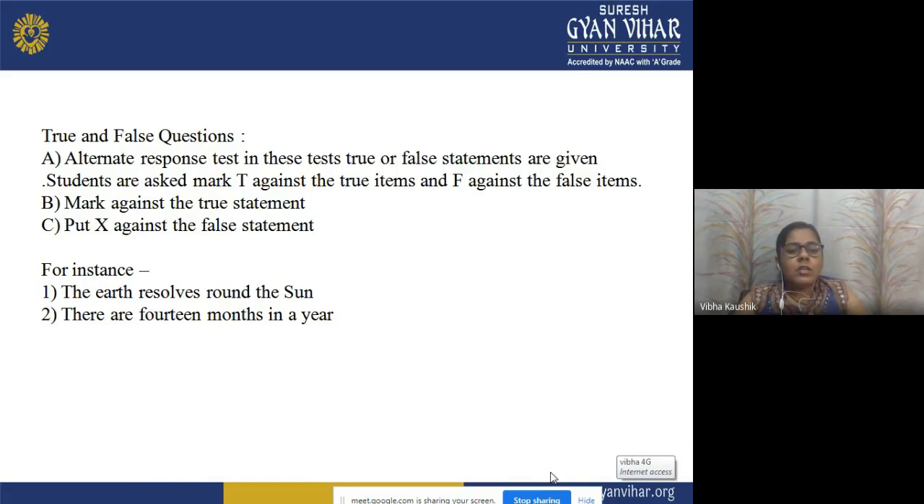For instance, the earth revolves around the sun. Now, is that true or false? The teacher can ask the student. There are 14 months in a year. The teacher can ask the student to identify whether it is true or false.